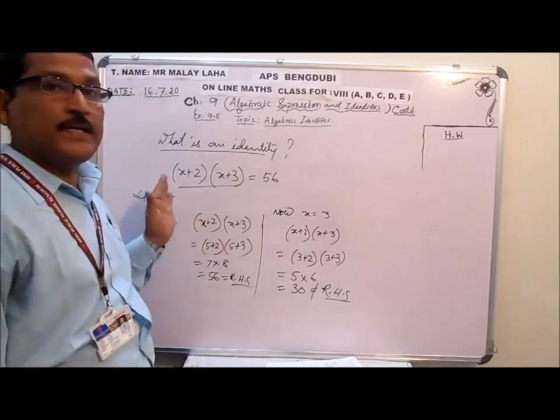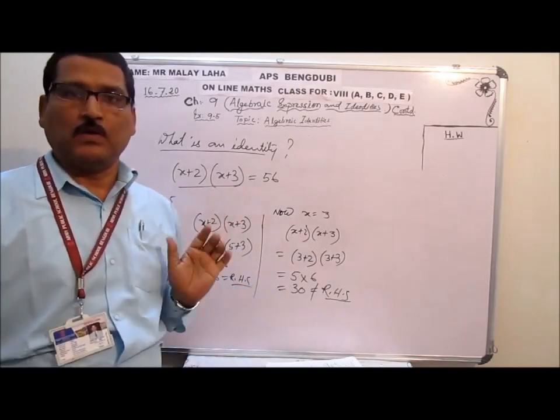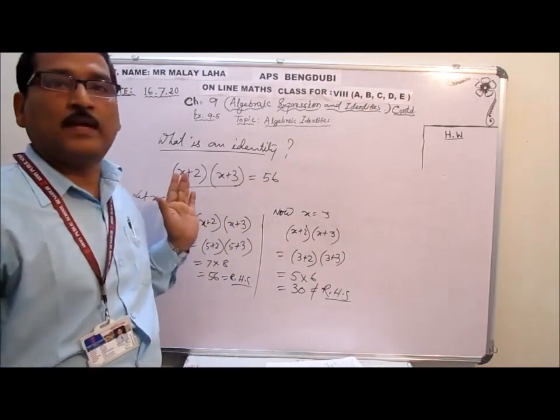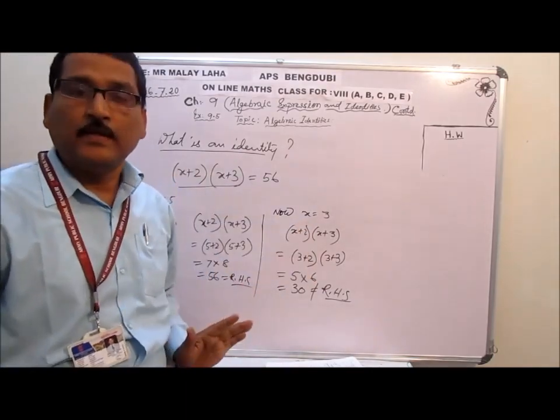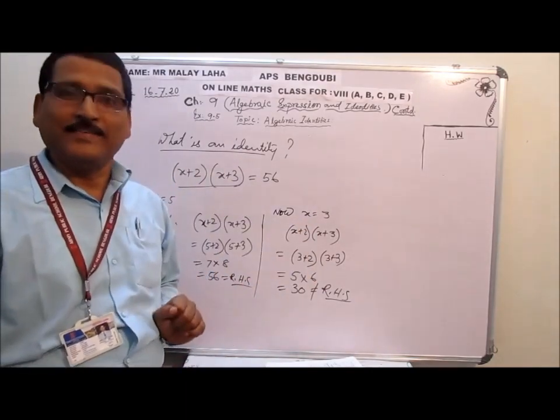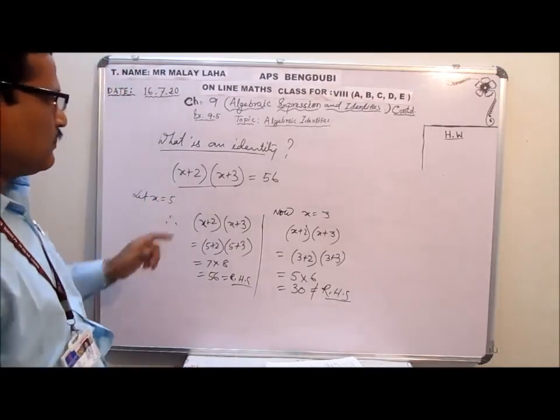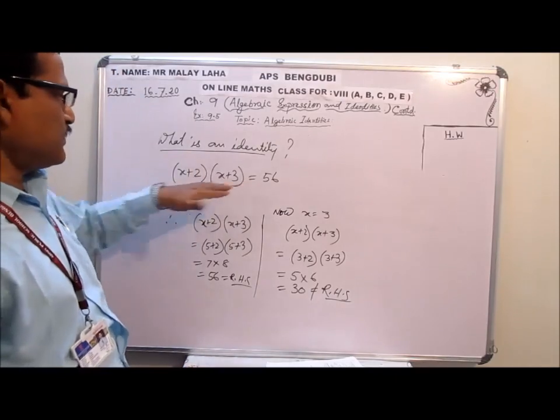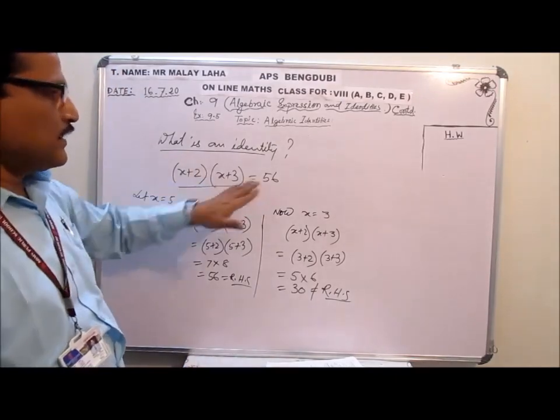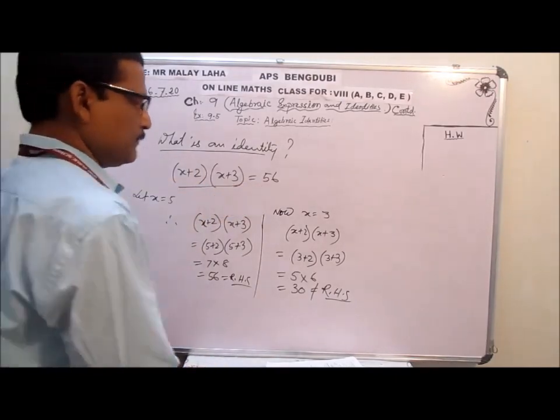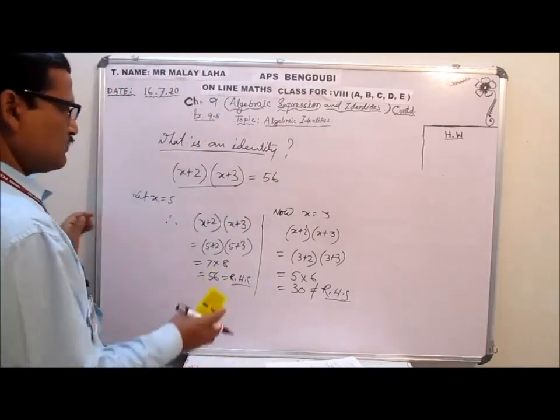When we take x equal to any value of the variable, and the left hand side equals the right hand side, then it is called an identity. Okay, now the same question I am doing in another form. Instead of having this equality, x this equal to that, I can prove it another way.